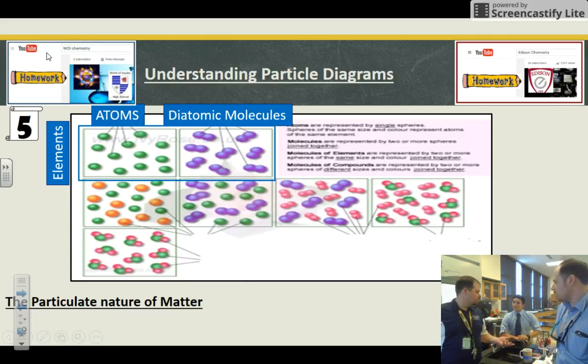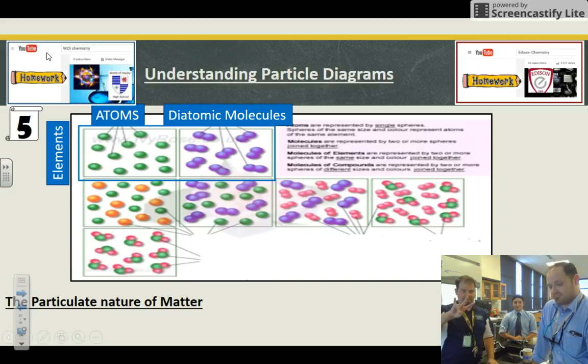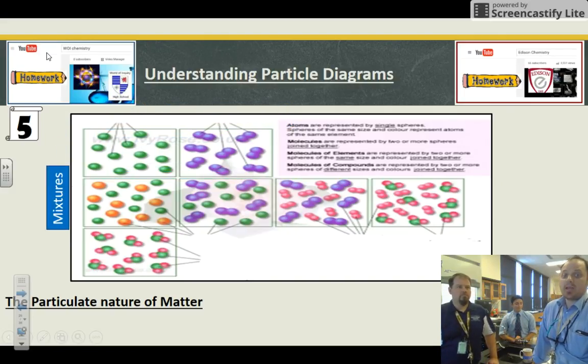Not compounds. How do we remember they're two if we forget? Di means two. It's convenient that way. Mono, di. And we will later learn the seven diatomic elements. Yes, there are only 7. Let's hit up some mixtures.